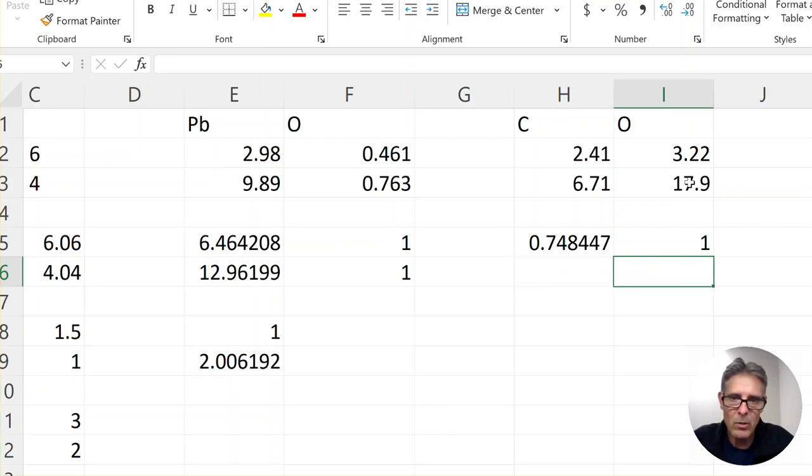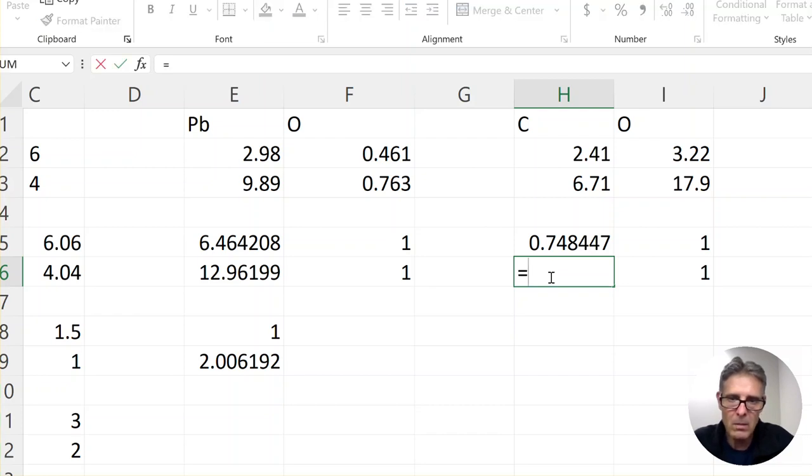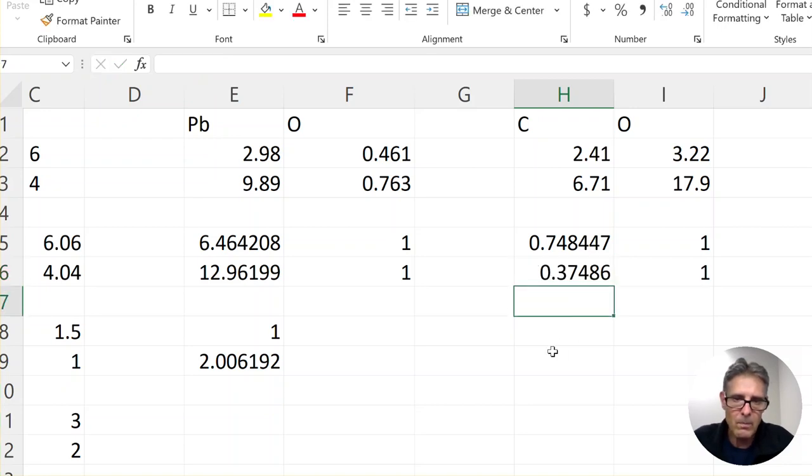And I've got to get this one to 1 gram too. So I'm going to say that that is equal to 17.9 divided by 17.9. So that's going to be 1 gram. And this one here is going to be 6.71 divided by 17.9. There we go. Now I have my oxygen the same, and now I'm just going to look for the mass ratio with my carbons. To figure out what that is, I'll take the larger of the two and divide it by the smaller. So I'm going to say that this is going to be 0.7.